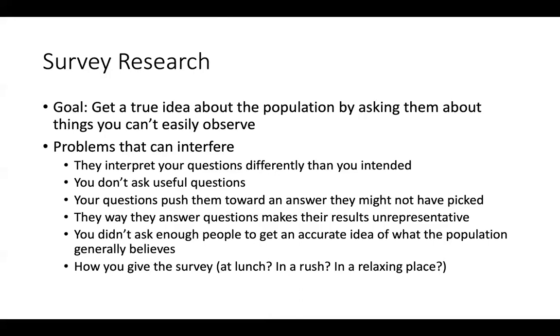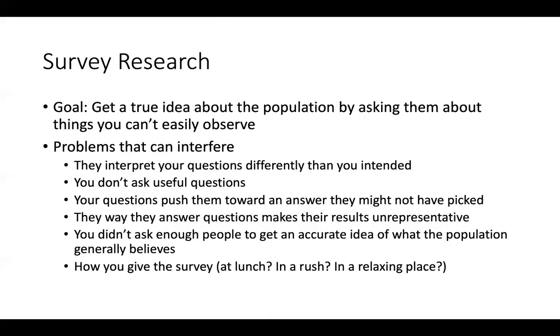Another issue is the way the people answer the questions might make their results unrepresentative. So for example, let's say you give a questionnaire and people tend to only pick the middle answers. They don't pick extreme answers at all. So let's say it's a scale of 0 to 10. All of their answers are like 5, 6, 7. Maybe there's a 4, maybe there's an 8, but most of them are 5 or 6 and 7. And so then you get this idea that they're more in the middle than they may actually be because of their style of answering questions.